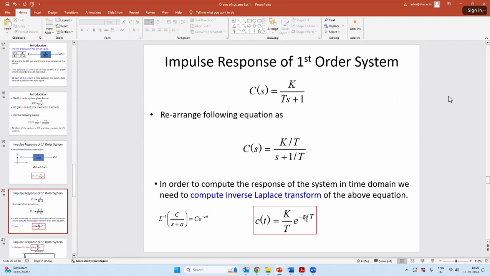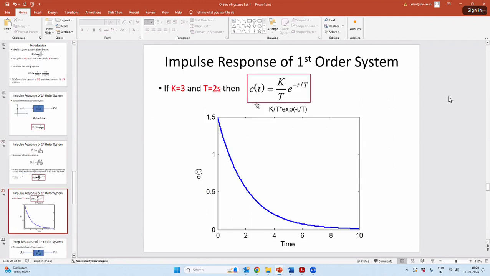If we represent this pictorially, this is the output, c as a function of t, which is K by T e to the minus t by T. Now we can take specific values of gain.